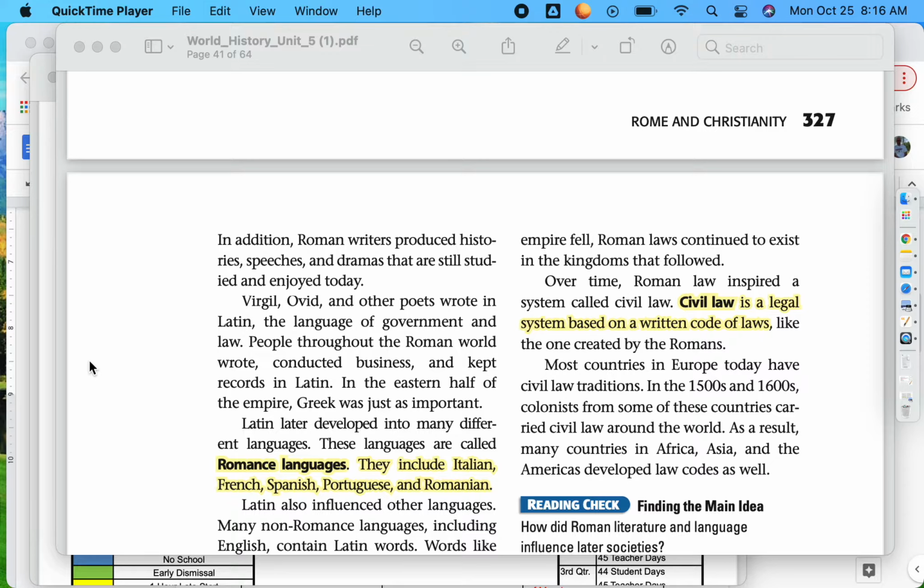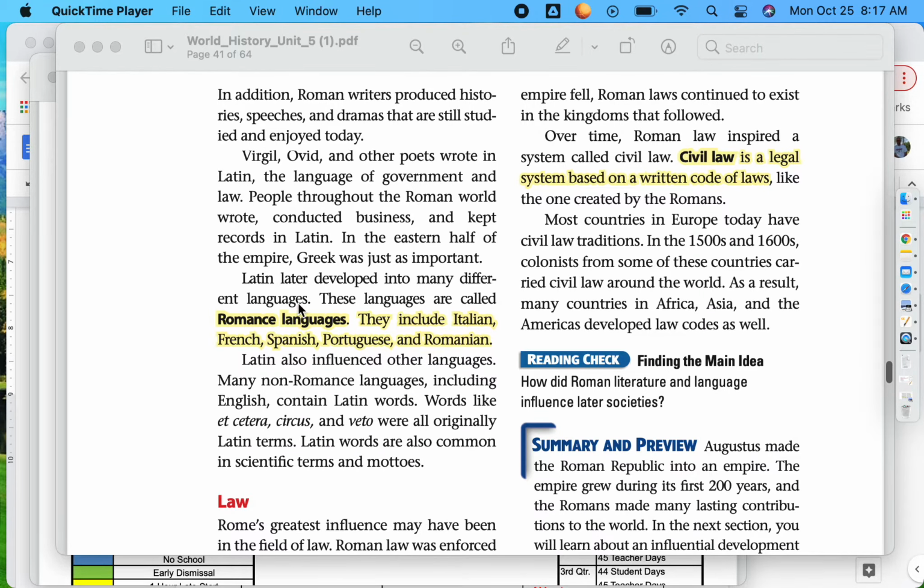Roman writers made a lot of speeches and dramas and plays that are still used today. Now, the language that was written in, of course, was Latin at that time period. That was the official language of Rome. So their government documents, their plays, all their literature would be written in Latin. And then Latin is going to later develop other languages out of it that we still know of today, known as the Romance languages, such as Italian, French, Spanish, and others, that will still use a lot of derivatives of Latin.